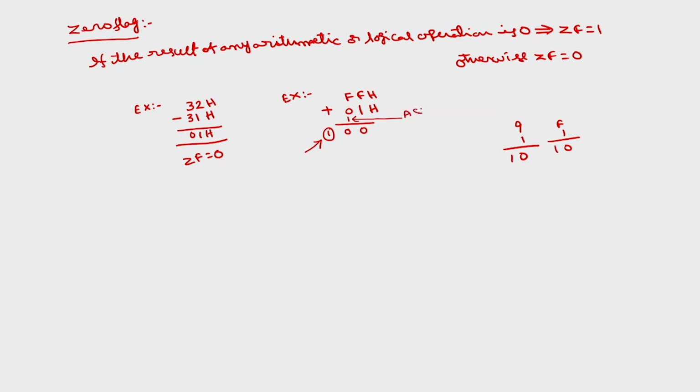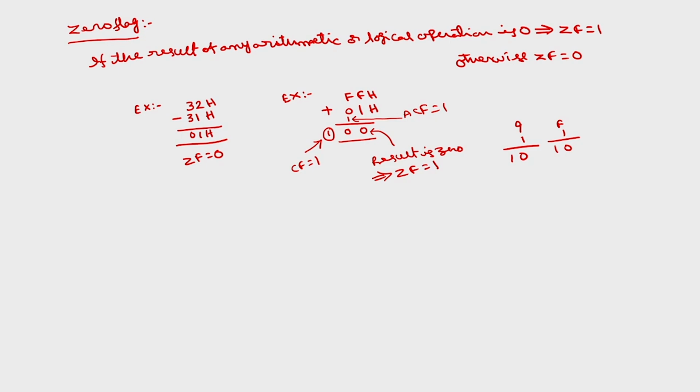Here the auxiliary carry flag is also set, the carry flag is also set, but for the result you have to neglect the carry. Because you are adding two 8-bit numbers, you have to see only the lower order 8 bits. The lower order 8-bit result is 0, the result of this addition is 0, implies the zero flag is set. There will be a carry, but the lower order 8-bit result is 0, so the zero flag is set.